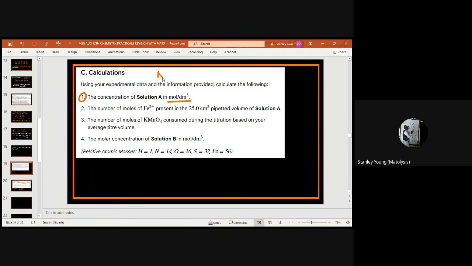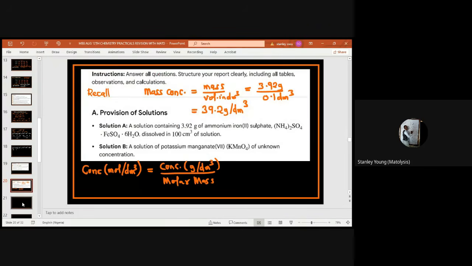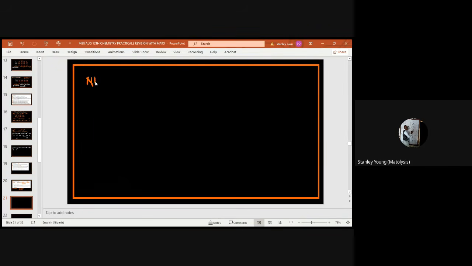We have NH4. Let me just do that on the next page. I have NH4 into 2 SO4 dot FeSO4 dot 6H2O. Please, the dot you are seeing here is not going to be multiplication. You'll just be adding them up. You find the molar mass of NH4 2 SO4, and FeSO4, then that of water, then you're good to go.